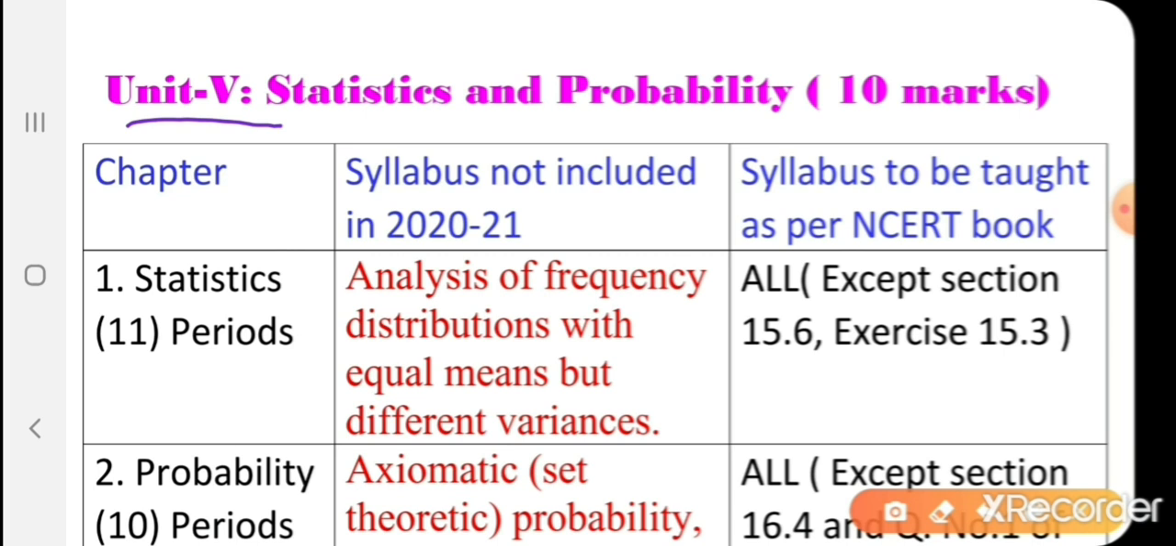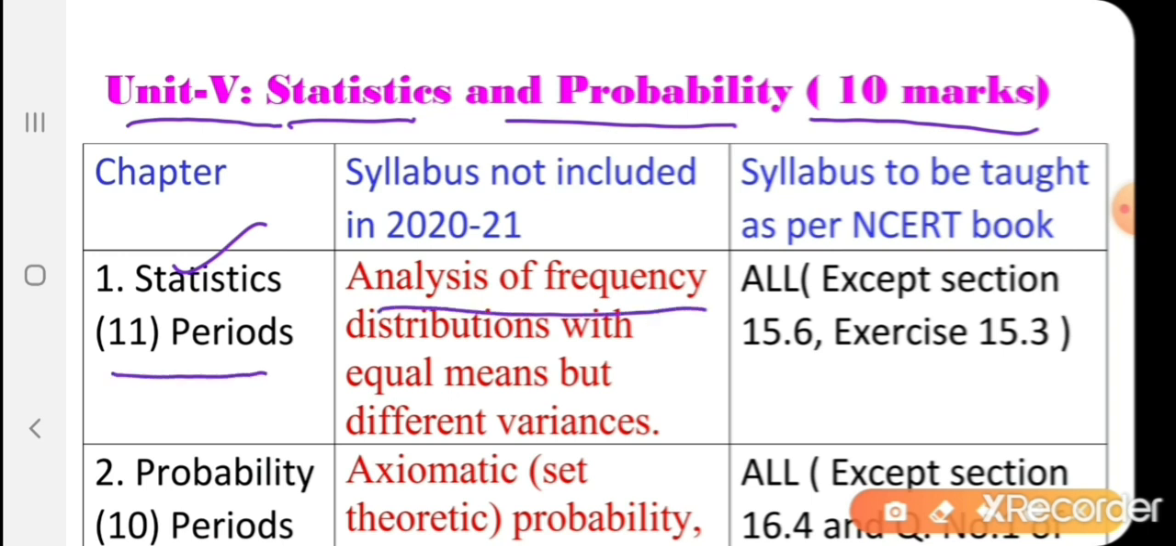Unit 5, Statistics and Probability. 10 marks will come in the annual examination. So the first chapter, Statistics, we have to finish within 11 periods. We read all except the analysis of frequency distribution with equal means but different variance. These are excluded, and we have to read all except these two sections, section 15.6 and exercise 15.3.